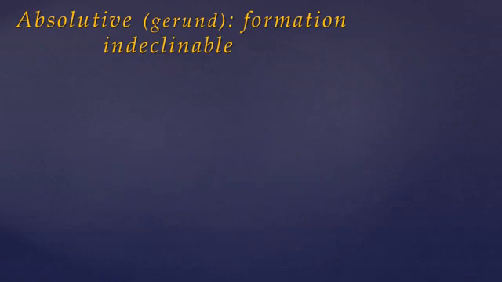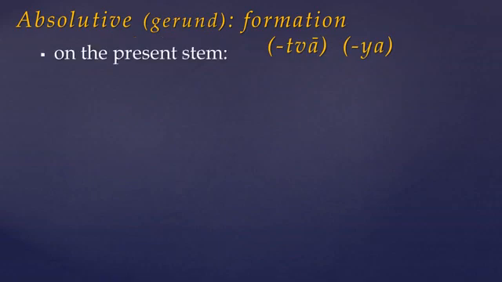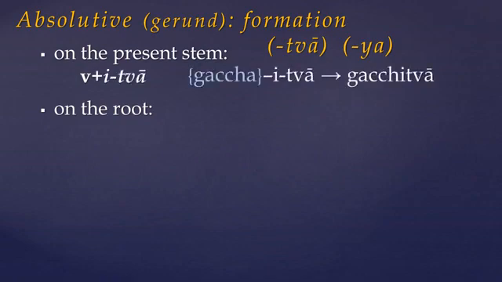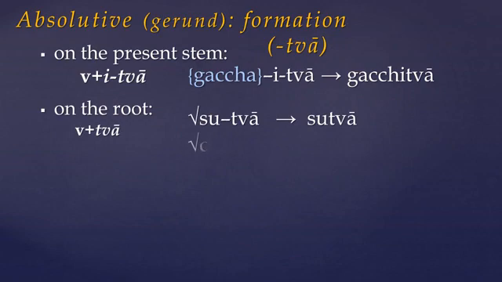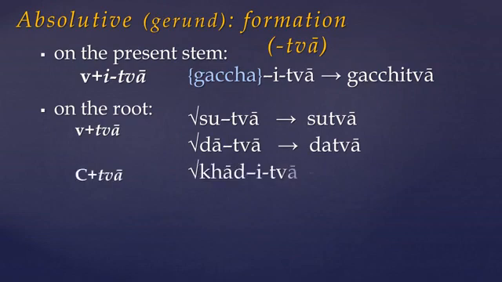Instead they're identified by the suffixes tvā and ya, and these can be added either to the present stem or directly to the verbal root in a similar way as we saw with past participles in the last lesson. So if we look at tvā first, when the root ends in a vowel, it's added directly, and roots ending in a long vowel are sometimes shortened. When the root ends in a consonant, the suffix may be added by means of a connecting i.